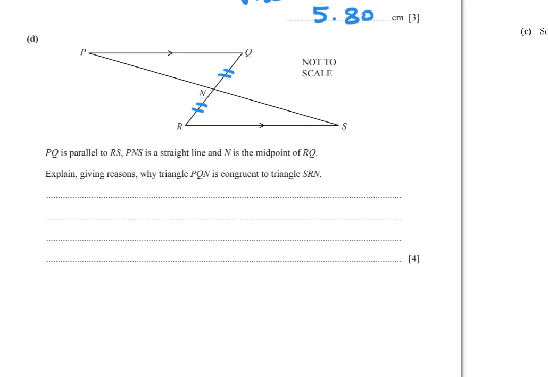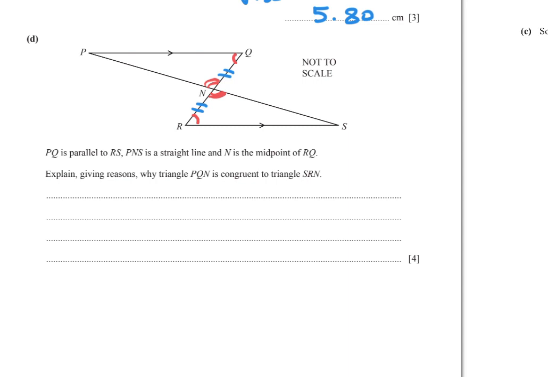Why are they congruent? We have this side equals that one. And because of parallel lines, angle Q equals angle R, because of alternate angles. And this angle equals that one, vertically opposite angles. So the two triangles are congruent for ASA.